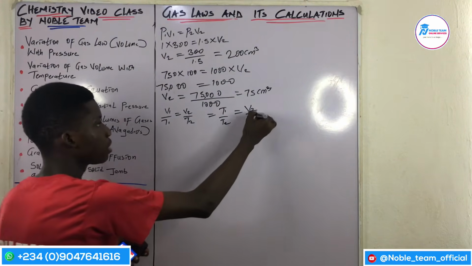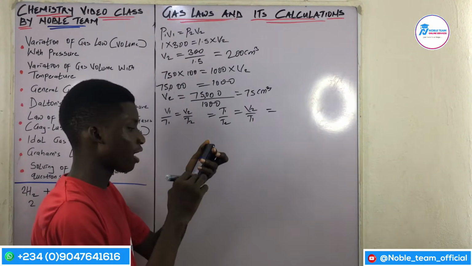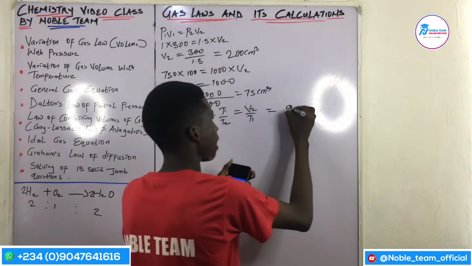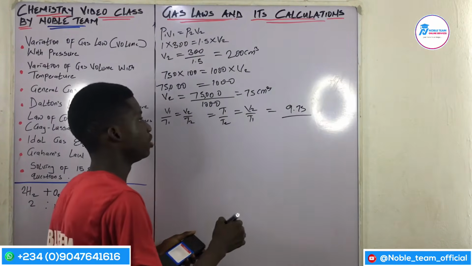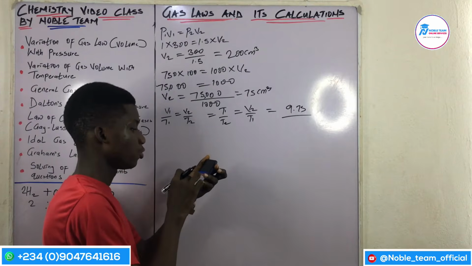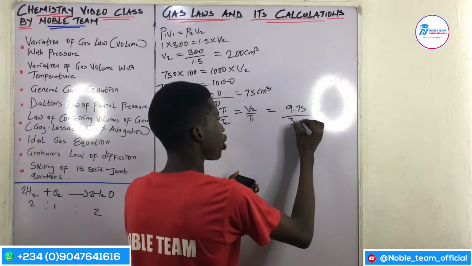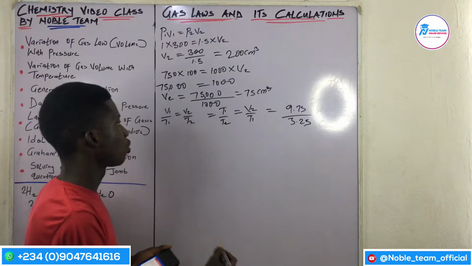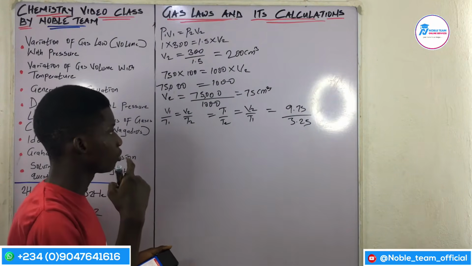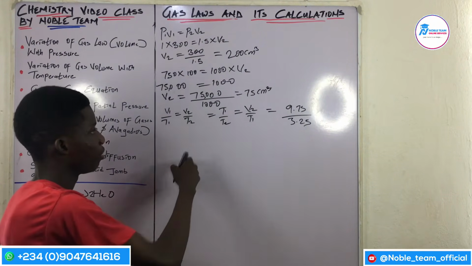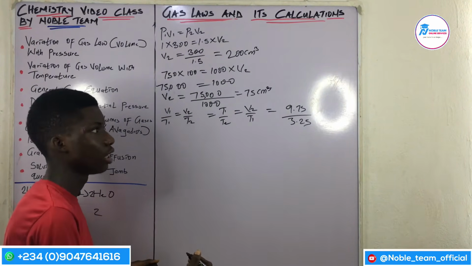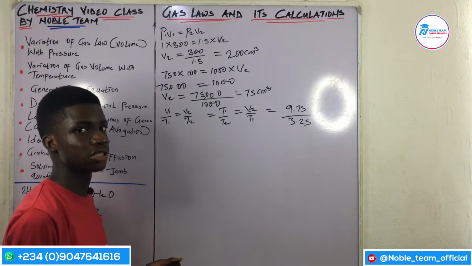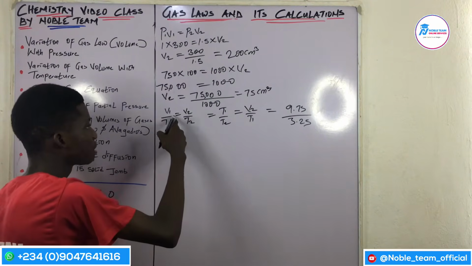Now we have our final volume to be 9.75, and we have the initial to be 3.25. So if you are still not understanding what I did here, we are asked to get the ratio of it. This is basic mathematics. Do you understand? So we have this and we have this.